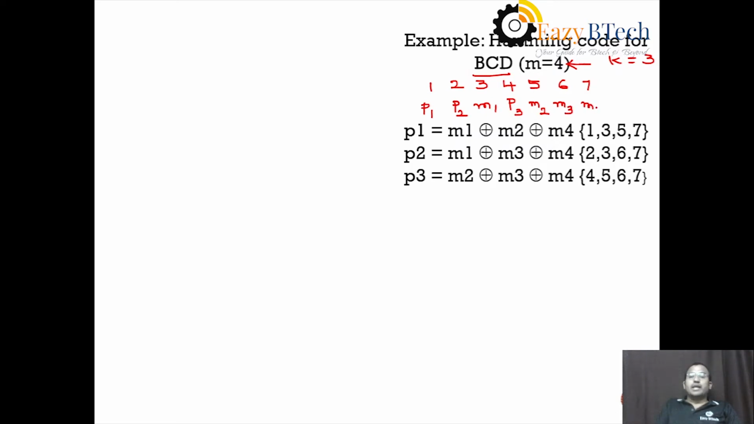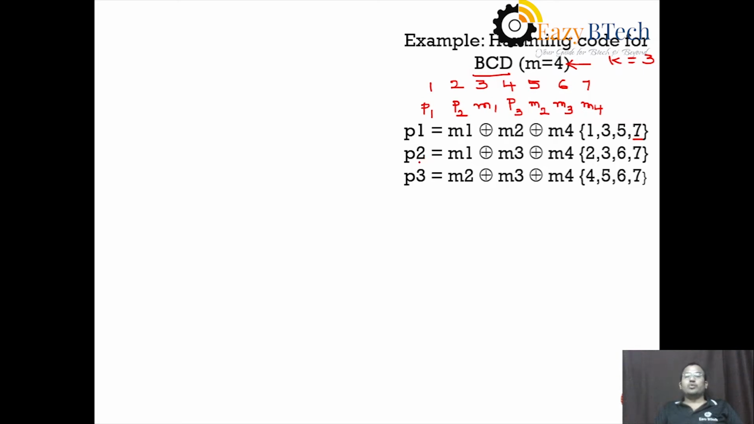In order to calculate P1, we should consider the locations 1, 3, 5, 7. In the first position, P1 is there. So to find P1, we have to do the modulo sum between the message bits. In the third position we have M1, right? In the fifth position we have M2, and in the seventh position we have M4. So to find P1, we have to do modulo sum of the message bits M1, M2, M4.